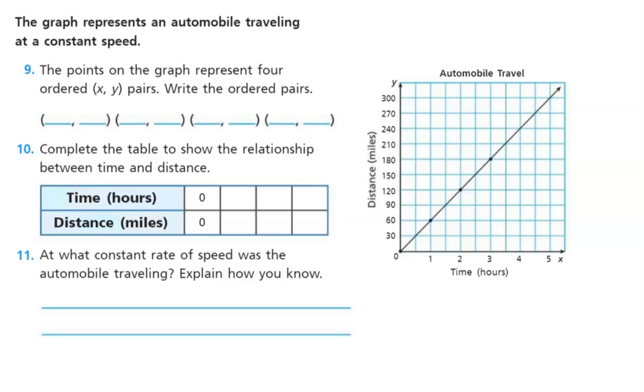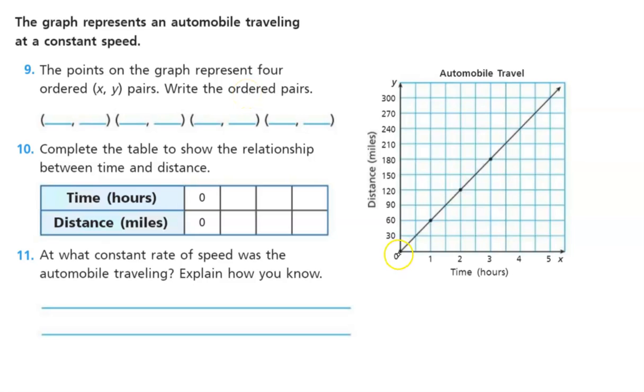Bottom of the page is another real world situation. This one's about automobile travel. And it says the graph represents an automobile traveling at a constant speed. So think of it as if your parents are on the freeway and they hit cruise control, which means they're always going to be going the same rate. So this says the points on the graph represent 4 ordered pairs. So write them. So this time they want us to go find the ordered pairs.